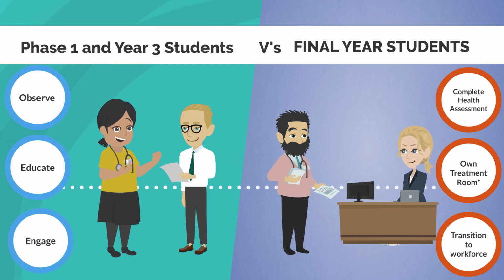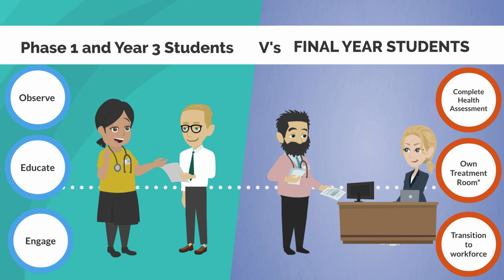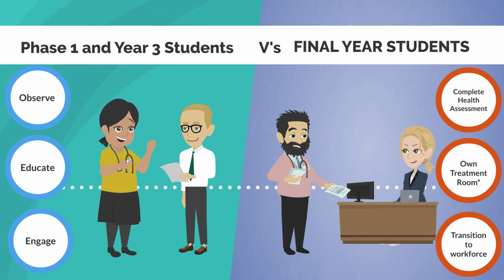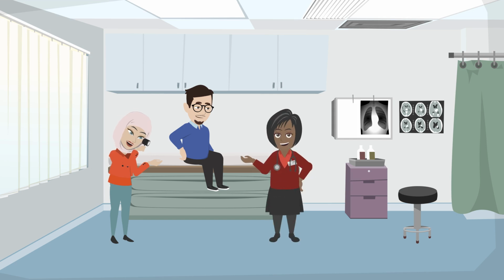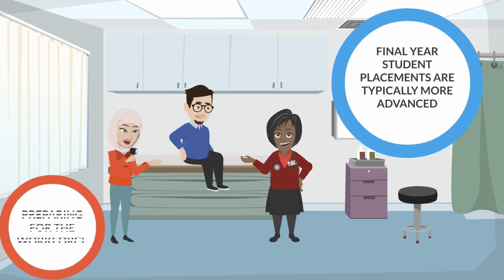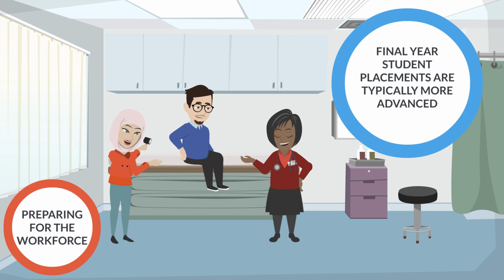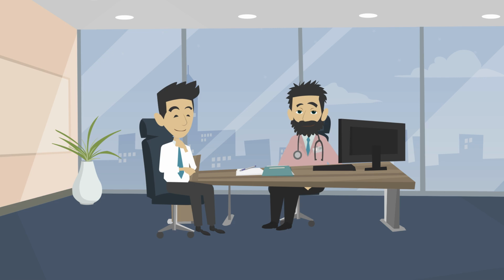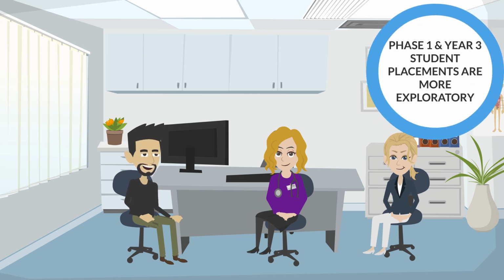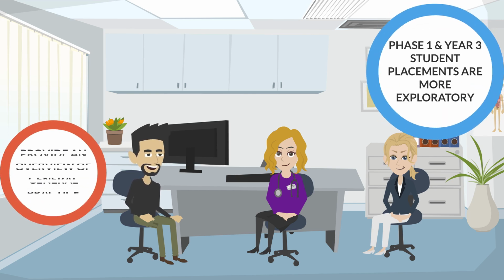Placements should be tailored to meet the university's specific student learning objectives and required outcomes of the placement. Final year student placements are typically more advanced and tailored towards preparing students for the transition into the workforce. Placements for Phase 1 or Year 3 students are usually more exploratory in nature, providing students with a broad overview and helping them to understand the basics of general practice.